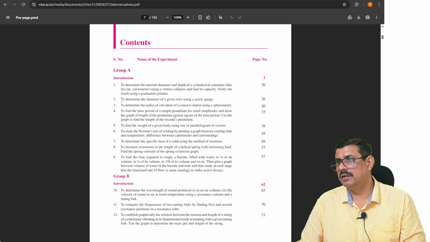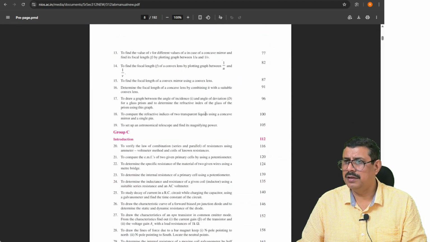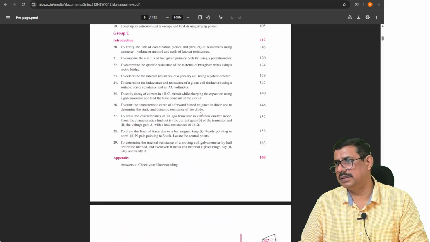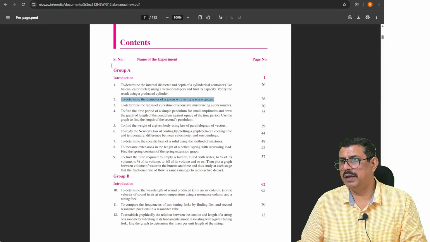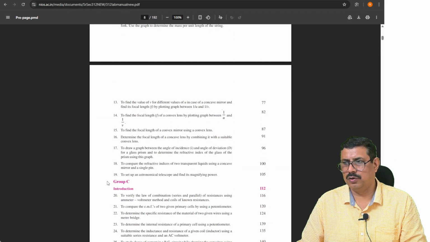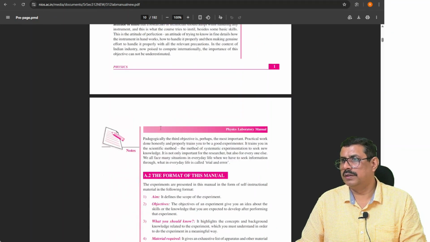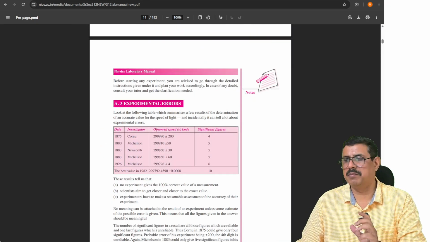See here, experiment number 2, to determine the diameter of a given wire using a screw gauge. Out of 29, I have written 10 practicals for your convenience, some practicals from group A, some from group B, and some from group C. Total 10 practicals, which I have taken from this NIOS lab manual.